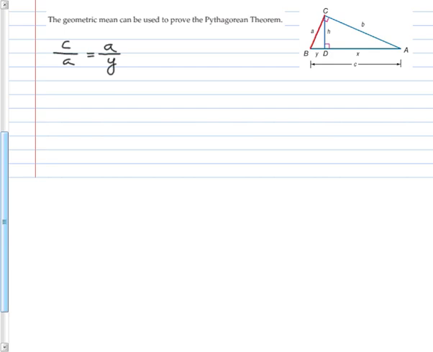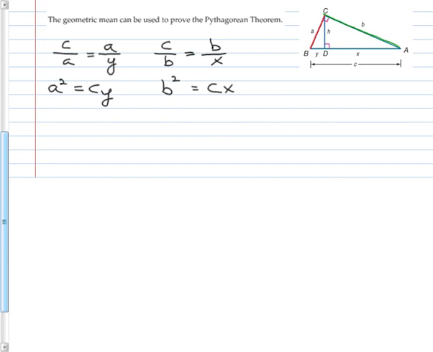Now we're going to look at leg B, the original leg. B is also a geometric mean, so it can go in the means position. What is B a geometric mean between? X and C, or C and X. Now I'm going to take the cross products on both of these. A times A is called A squared. C times Y is called CY. B times B is called B squared. C times X is called CX.